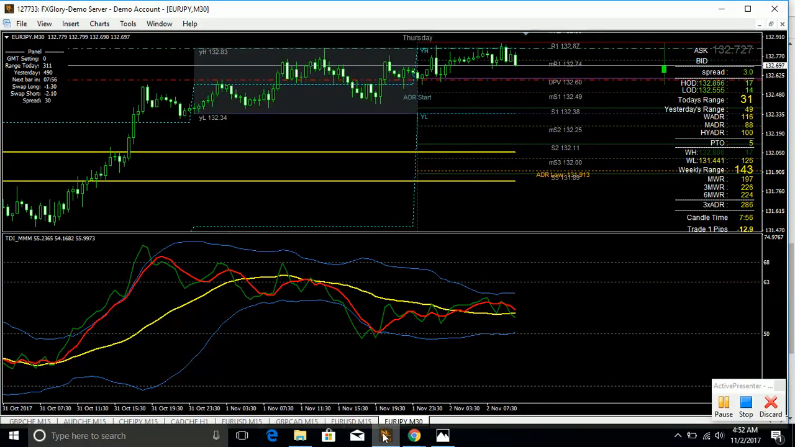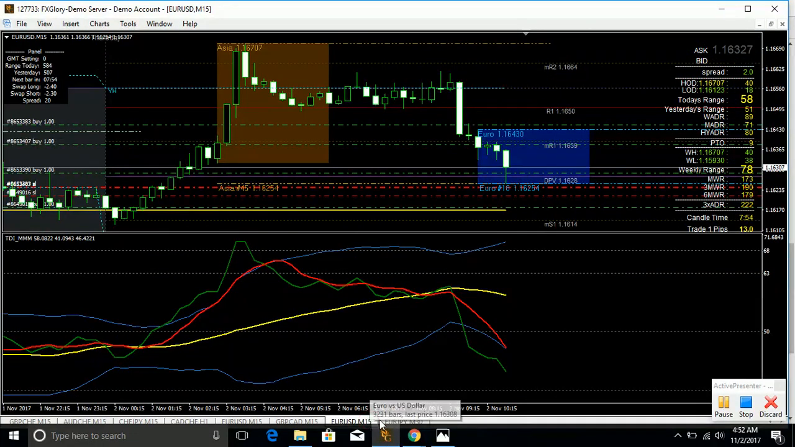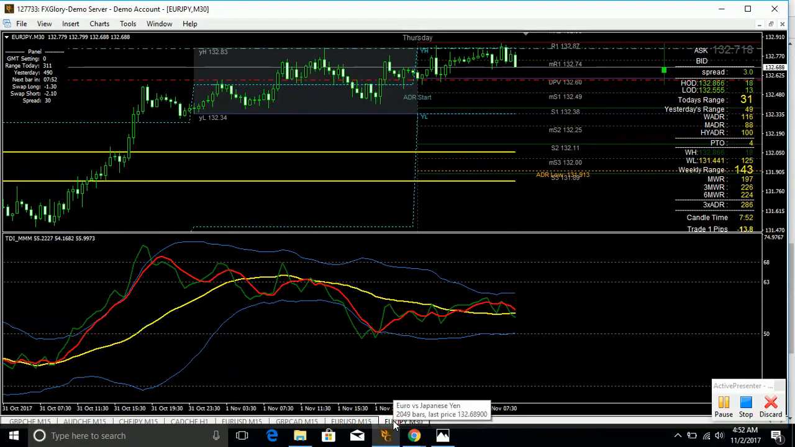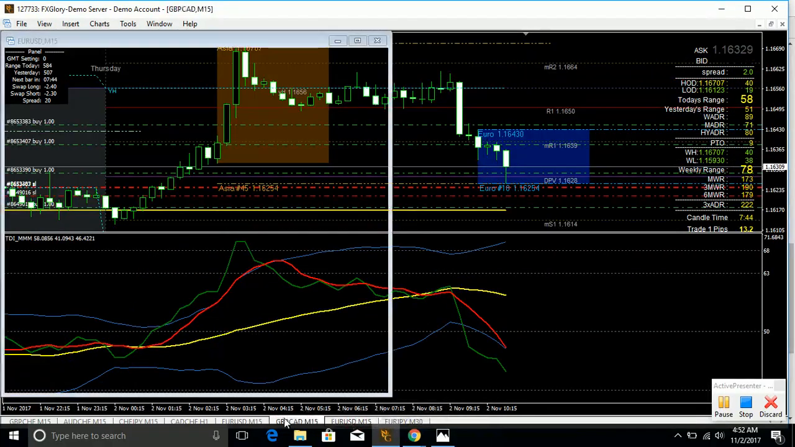So, yeah, like I say, once you're in the trade, stick with it. Ride that thing out. That's where the risk management comes in. Always monitor your risk.